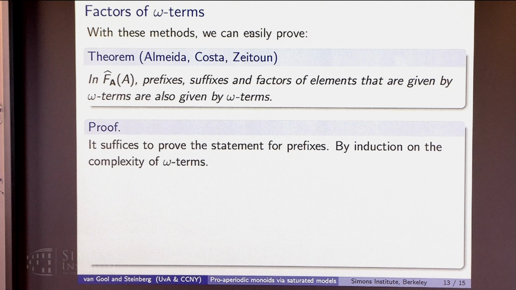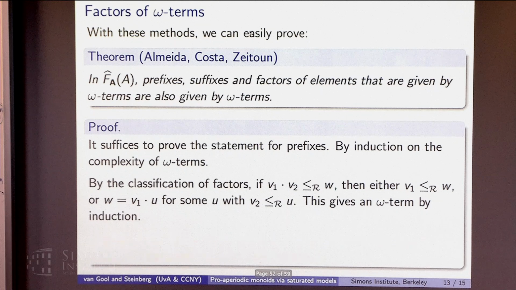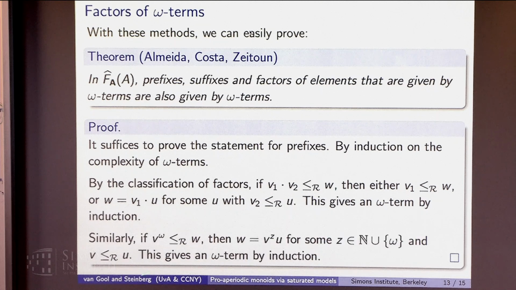So I think I'll skip the proof in detail, but the idea is simply to analyze what the factors can look like, okay, in the concrete model. So you use here, in particular, in the case of the omega power, the fact that the saturated model for omega is this dense order with a beginning and an end, and you just cut it somewhere, and you see that all you can get is either an actual natural number, or again infinitely many copies.